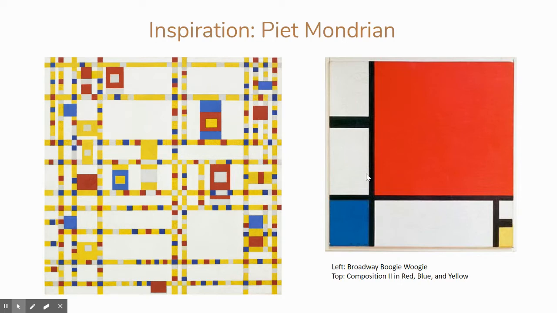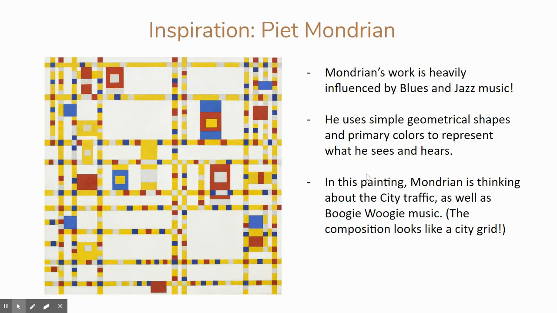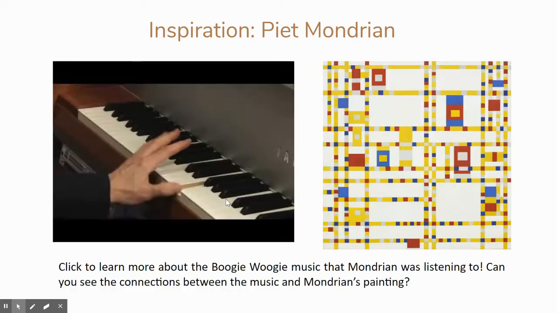So you will need to go through this PowerPoint. I forgot about this. He uses simple geometrical shapes. So we can see over here all these squares and rectangles, and he uses primary colors to represent what he's seeing and hearing. Yeah, and we went over that. It looks like a city grid, which is pretty cool.